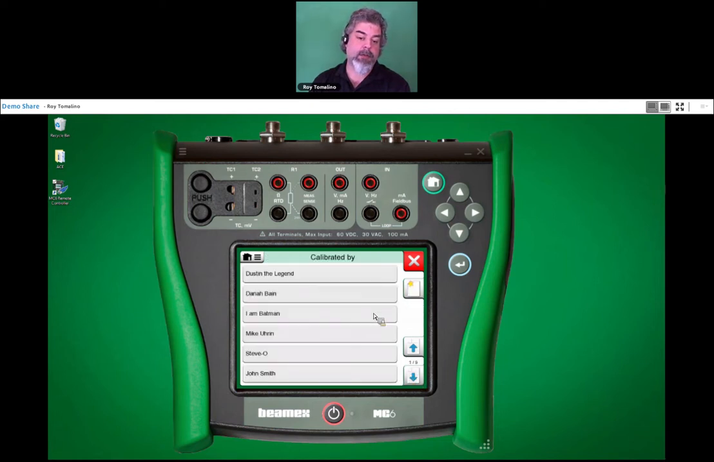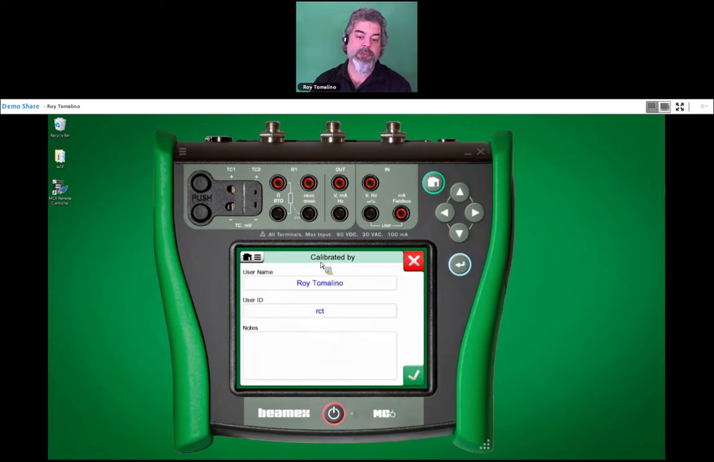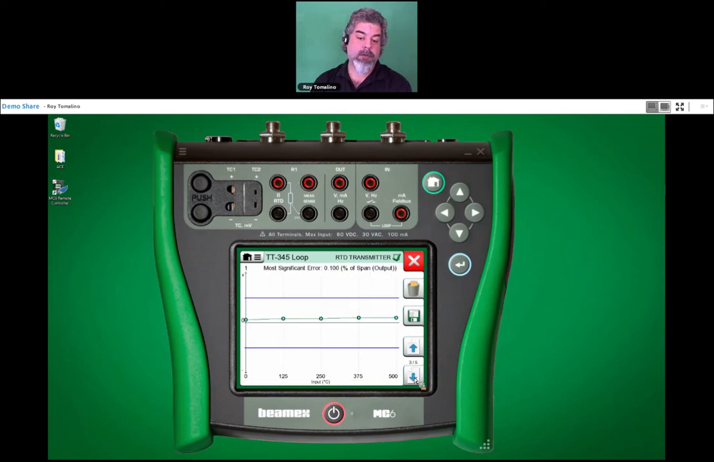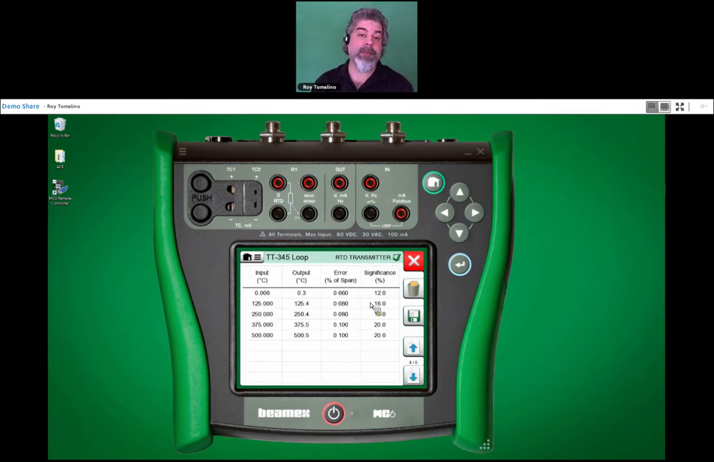I'll go ahead and put my name in here as who did the calibration. Here's our graph. So we can see the blue lines represent our tolerance. As long as our dots landed within the blue lines, then we know that we had a successful test. And this is all the raw data that we don't have to write down.